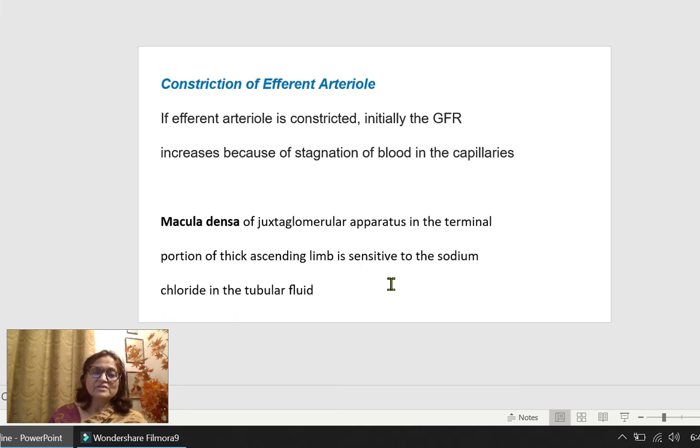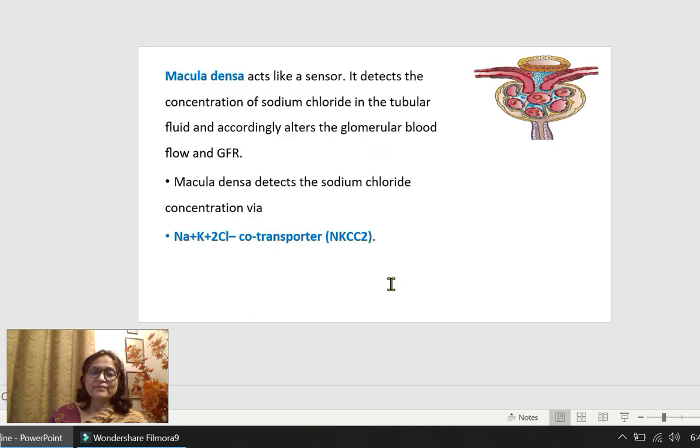Another type of cells are the macula densa, which are located in the juxtaglomerular apparatus in the terminal portion of the thick ascending limb, and they are highly sensitive towards the sodium chloride present in the tubular fluid. Here you can see the structure of macula densa. They are located there and they are very sensitive. They work as a sensor. Macula densa detects the sodium chloride and they control the GFR by the co-transporter channel of sodium, potassium and chloride ions.